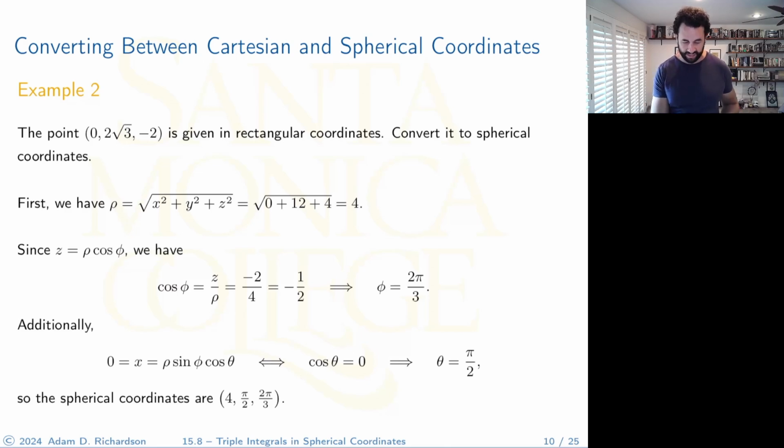Oh yeah, we also know that x is equal to 0. So if x is equal to 0, that means this is equal to 0, and that means that cosine of theta has to be equal to 0. And again, what is an angle whose cosine is equal to 0 in that interval from 0 to 2 pi? Hold on, brain fart for a minute here. So yeah, it'll be pi over 2.